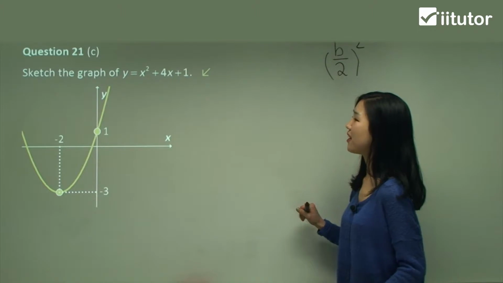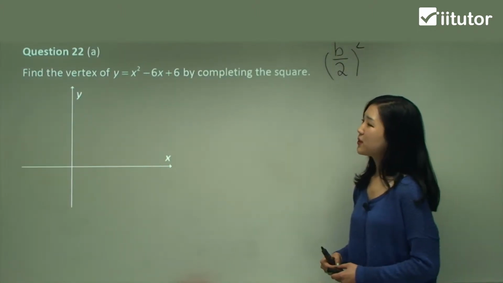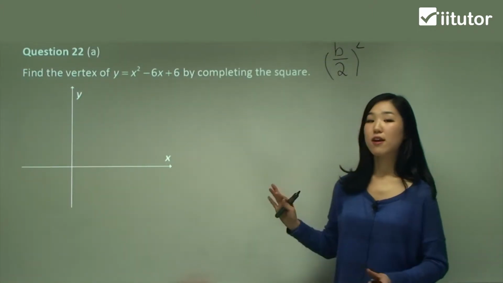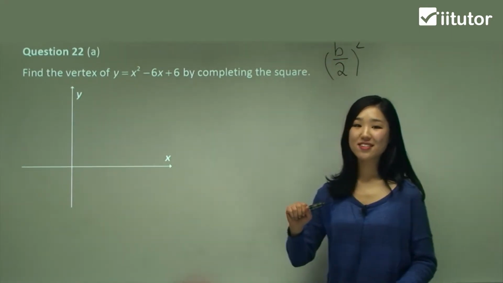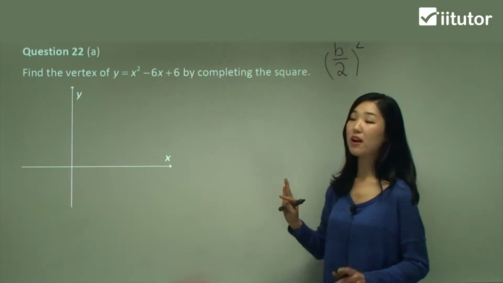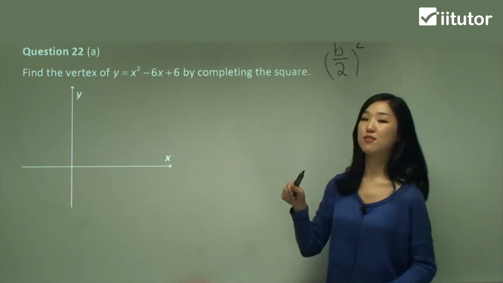Okay, so follow along. Question 22A, okay, exactly same question. The only difference is the equation. Okay, so this time we have a different type of equation, but I'm still going to apply my completing the square method.